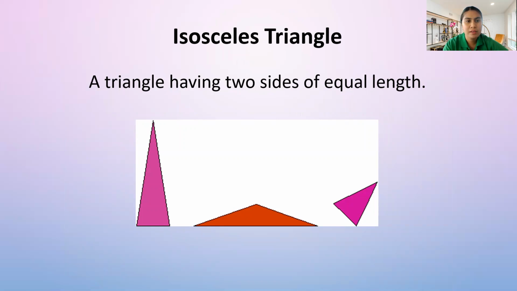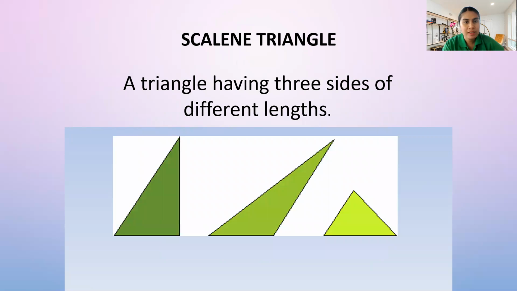Isosceles triangle, a triangle having two sides of equal length. Two are the same and the other one is shorter or longer. Scalene, a triangle having three sides of different lengths. Equilateral, all sides the same measure. Isosceles, two sides are equal. Scalene, no sides are equal in length.